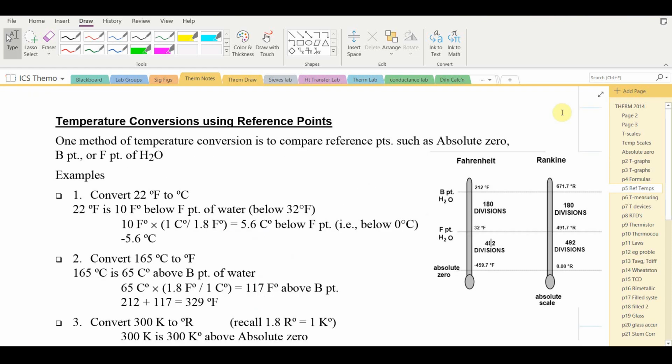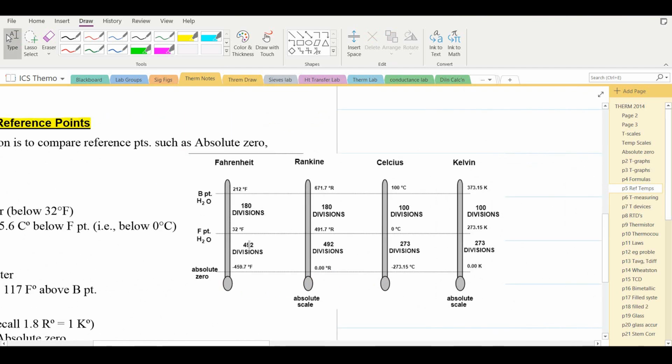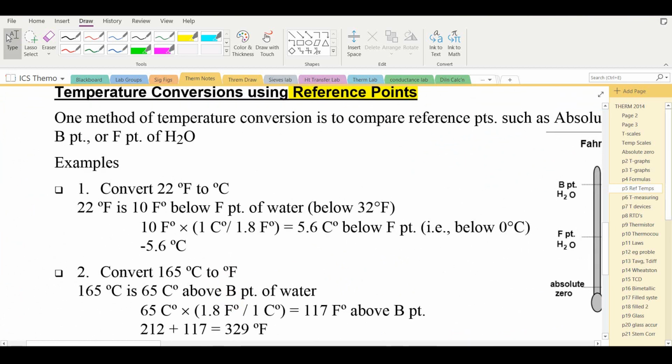There's one more method for converting temperatures between scales, and this does not use formulas. You can use reference points on the temperature scales. Provided you're given temperature scales with reference points, and you will be on a test, you should be able to interconvert. So here's how that's done. For example, the first one says convert 22 degrees Fahrenheit to degrees Celsius.